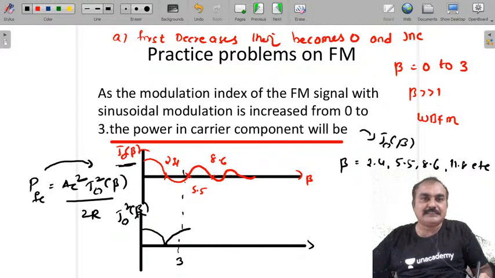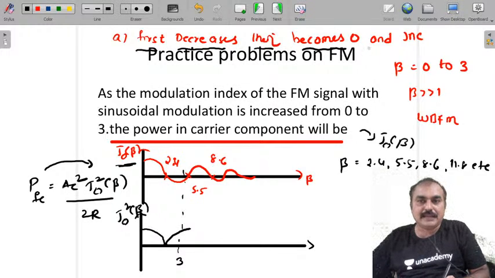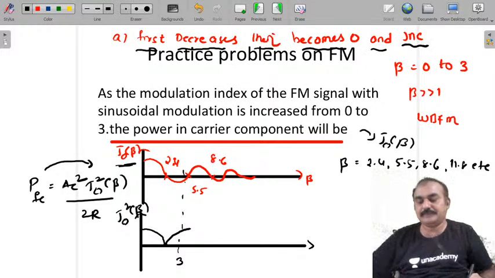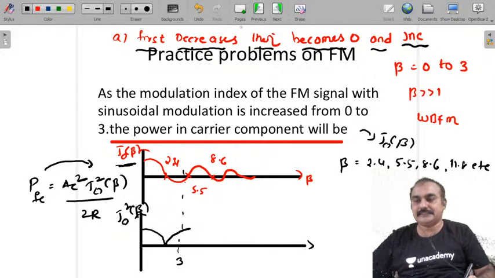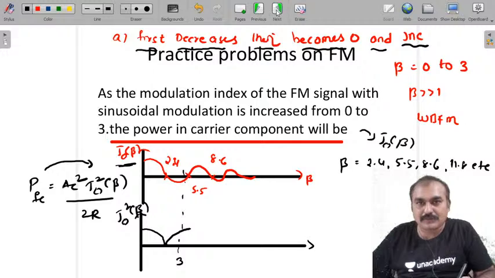So the answer is: first decreases, then becomes 0 and increases. Okay, it is crystal clear. Now I am going for the next problem.